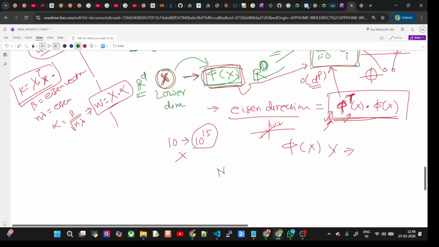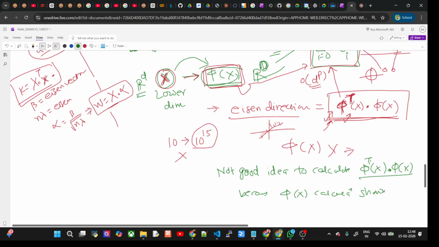Okay, it's not a good idea to calculate phi of x, or phi transpose into phi of x, because this is what you will finally get. The reason is that the phi of x calculation shows more time complexity.